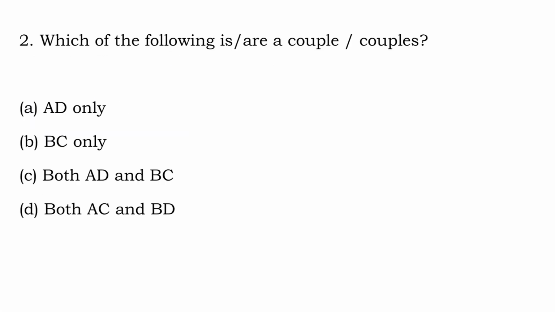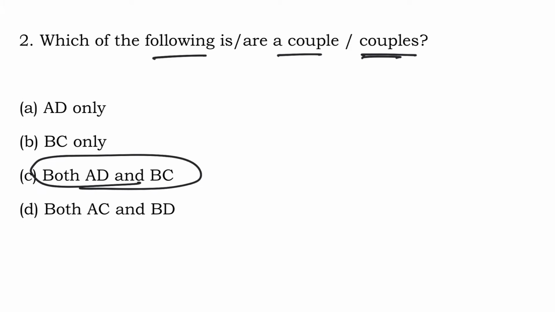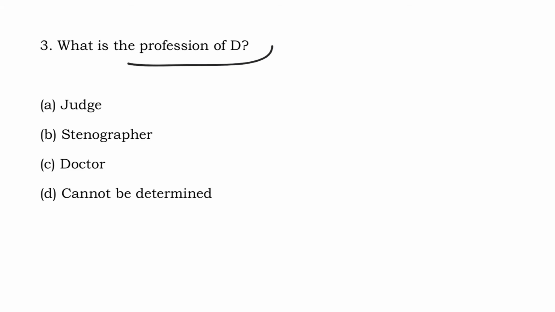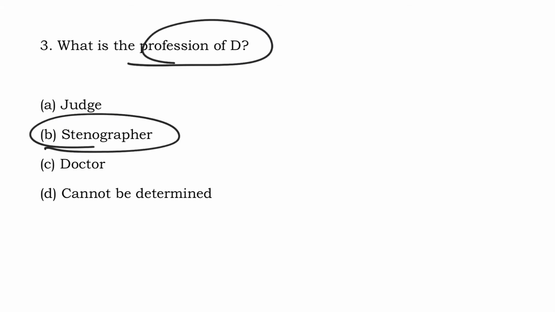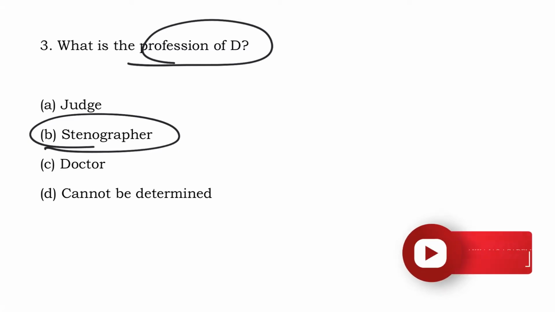Which of the following is or are a couple or couples? We got couples A and D, and B and C. So both A and D and B and C, so option C is the right answer. What is the profession of D? The profession of D is stenographer, and she is the grandmother of F, so option B is the right answer. Moving on to the next question.